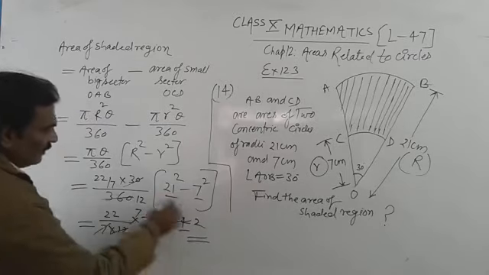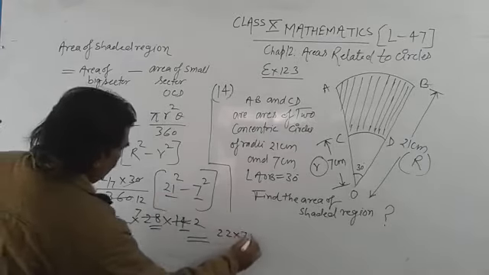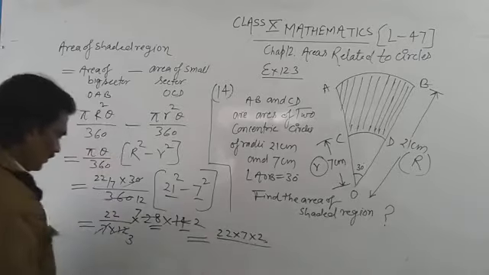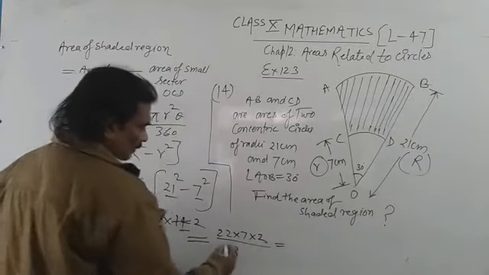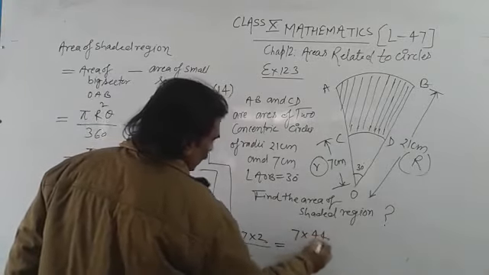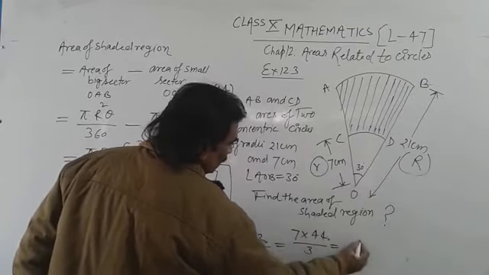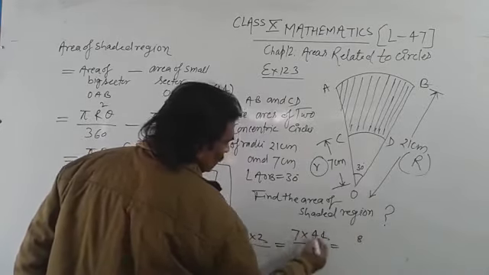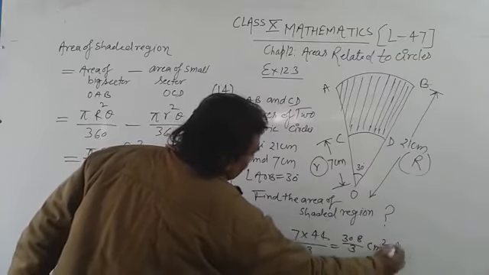And after simplification, 22 into 7 into 2 upon 3. So we have 7 multiplied by 44 upon 3. It becomes 308 upon 3 centimeter square as the answer.